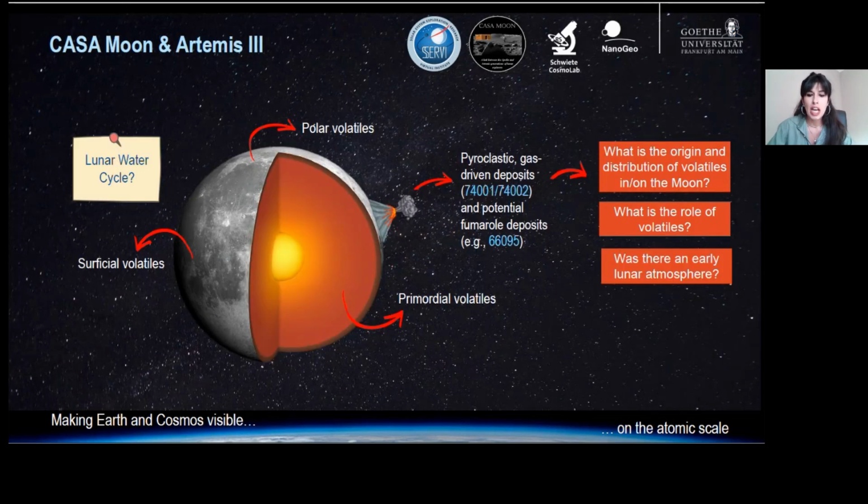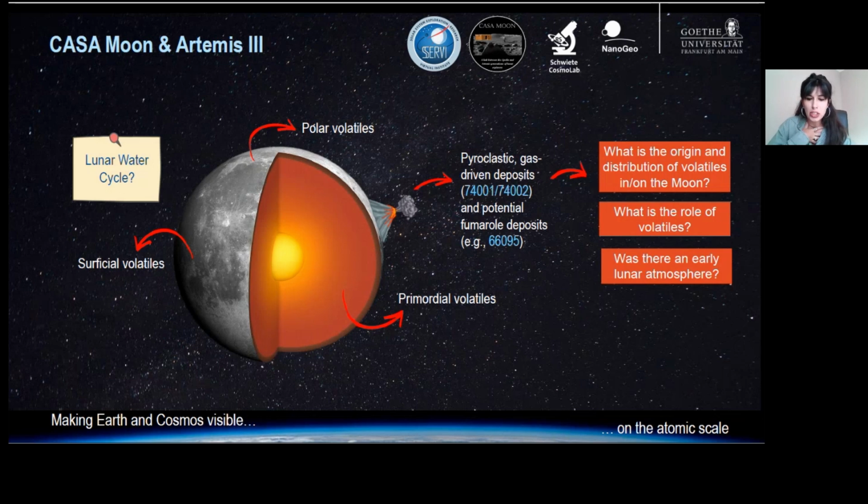Currently, 3 different types of volatile reservoirs are recognized on the moon. We have the primordial volatiles originating from the moon's interior, the surficial volatiles, and the polar volatiles sequestered in permanently shadowed regions at the lunar poles. These 3 different reservoirs interact with each other, and they may make up a lunar water cycle.